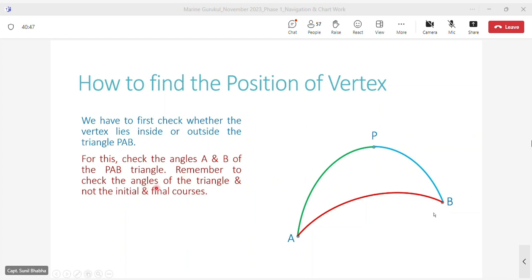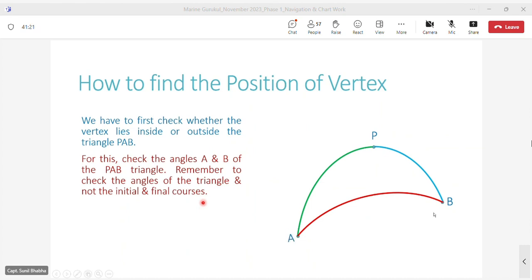Remember to check the angles of the triangle and not the initial and final courses. Reminding you once again, when we apply the cosine formula to the PAB triangle, we obtain the angles of the triangle, angle A and angle B. Then we convert these angles to the initial and final courses. Now to identify the vertex lying inside or outside, we need to look at the angles, not at the courses.